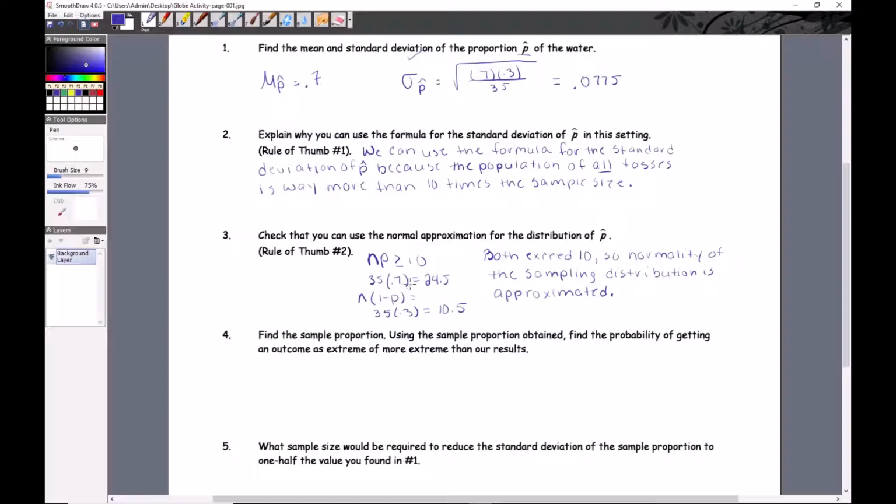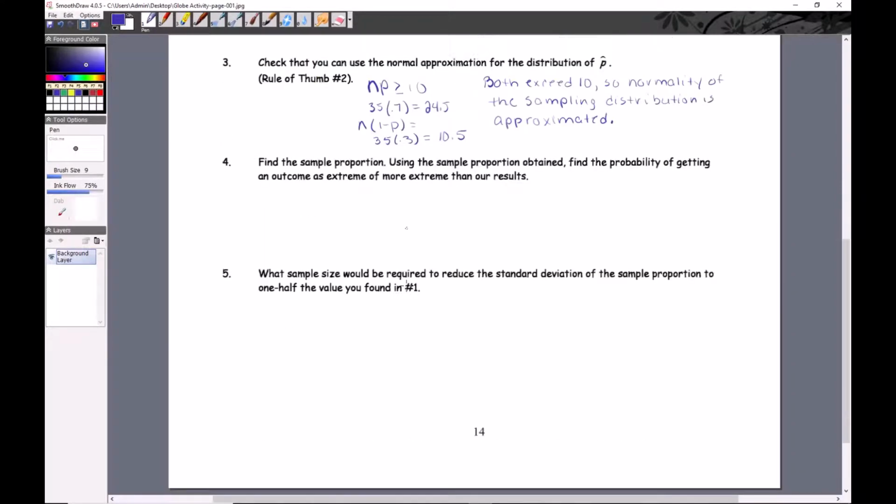Okay, so it said find the sample proportion. Sadly, you and I cannot toss the ball around, so we're just going to grab one that we did find in class. So let's say that we got 26. So we had 26 successes. And that's where we landed on water, right? So p hat is going to be 26 out of 35, which is 0.7429.